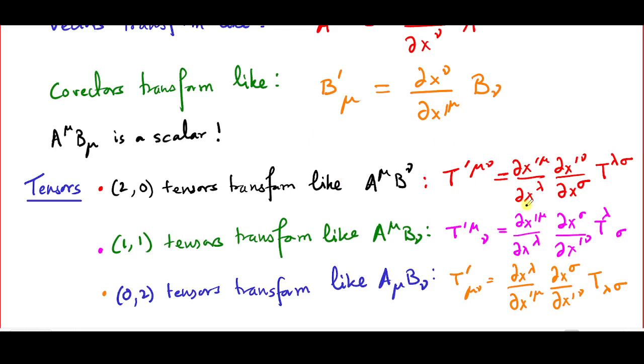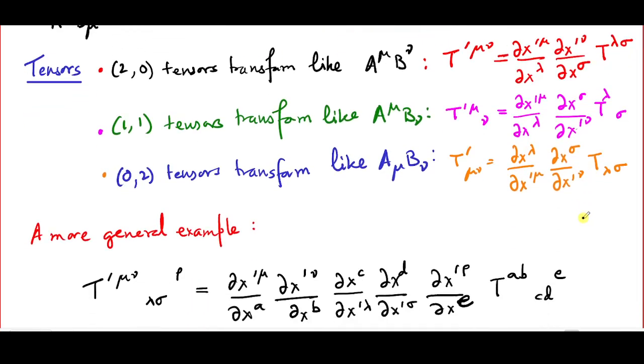The transformation coefficient that you have will of course depend on whether you have an upstairs index or a downstairs index. An upstairs index corresponds to a vector transformation coefficient. A downstairs index corresponds to a covector transformation coefficient. And this can be generalized to any order.